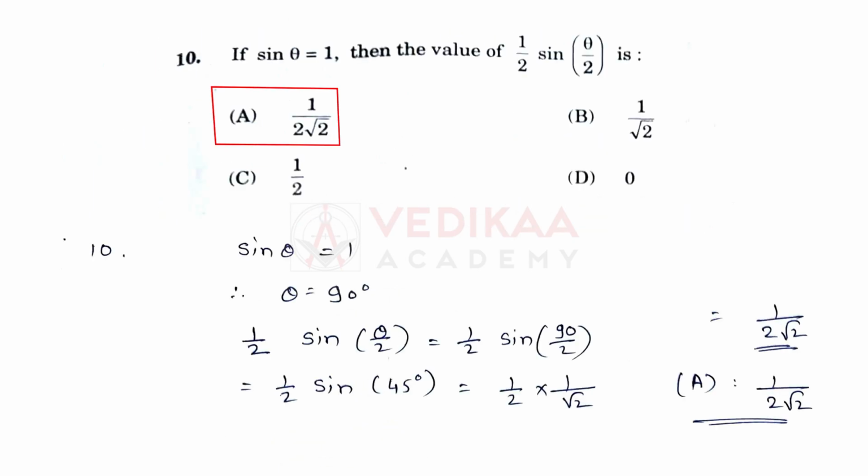Question number 10. The value of sine theta was given as 1. We know that sine 90 is equal to 1, so theta is equal to 90 degrees. You have to calculate the value of 1 upon 2 sine theta upon 2. Just substitute these values. You have to calculate 1 upon 2 sine 45 degrees. Sine 45 is 1 upon root 2. If you substitute these values, you will get the required value as 1 upon 2 root 2. So the correct option is A, 1 upon 2 root 2.